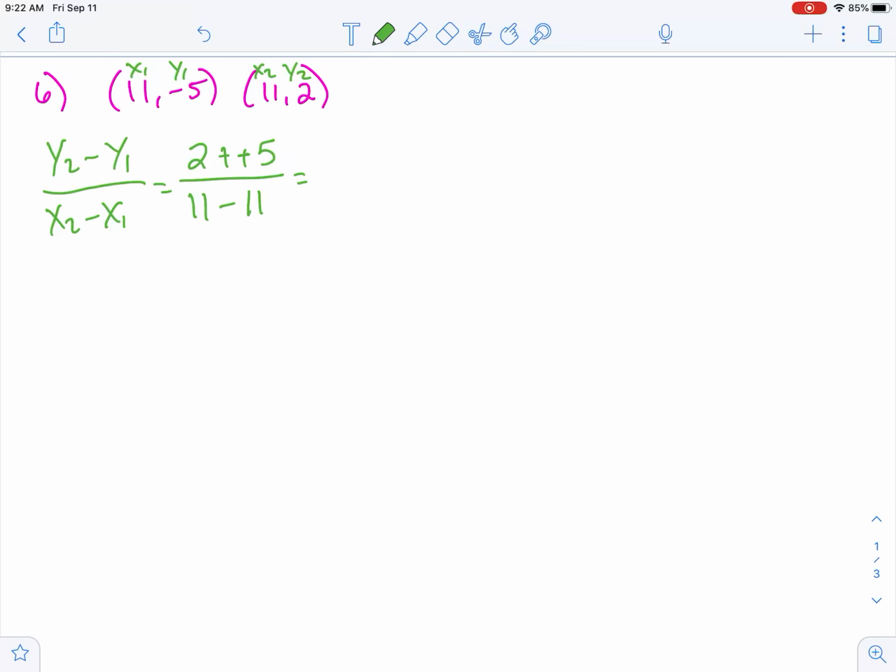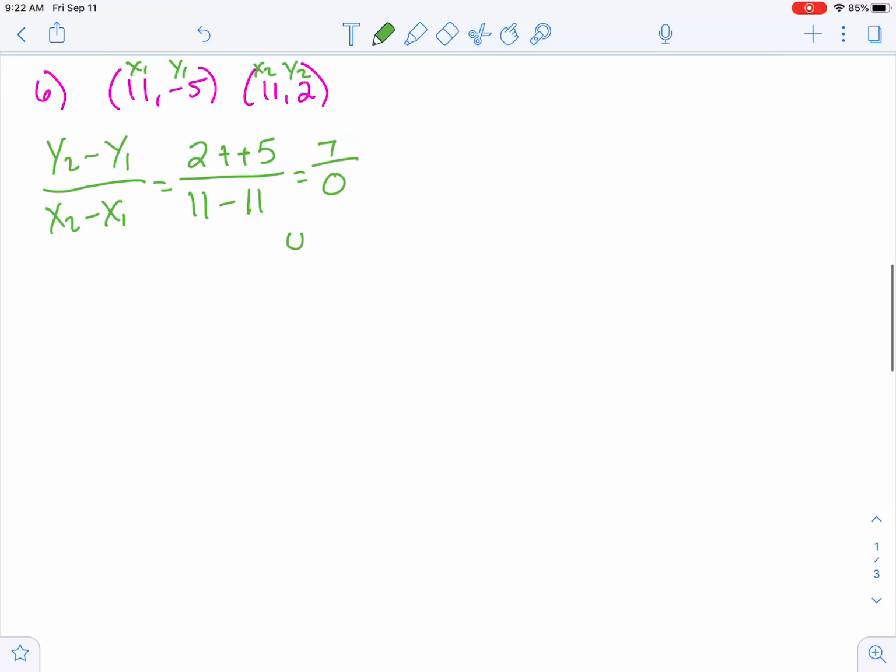With a minus minus, we have to bam bam to make it a plus. So 2 plus 5 is 7. 11 minus 11 is 0. Now take your calculators. We already talked a little bit about this with the graphing. What is 7 divided by 0? Oh boy, it's an error. So anytime it's an error, that tells us that it is undefined. I just put UND. I shorthand it.